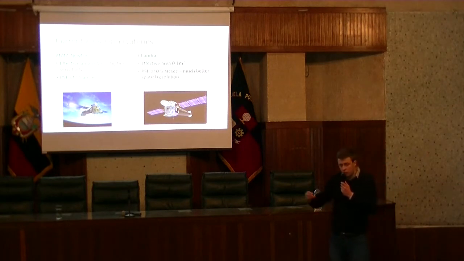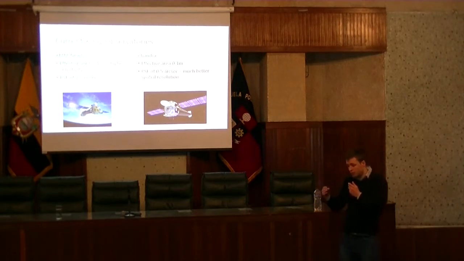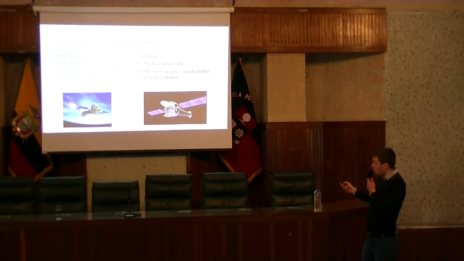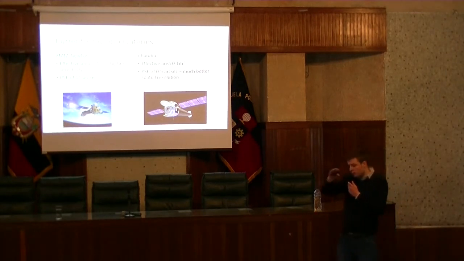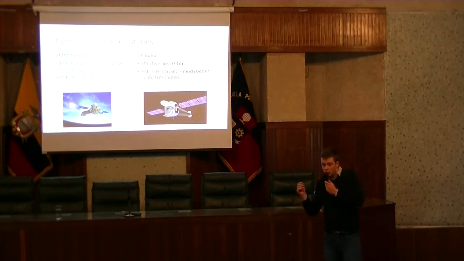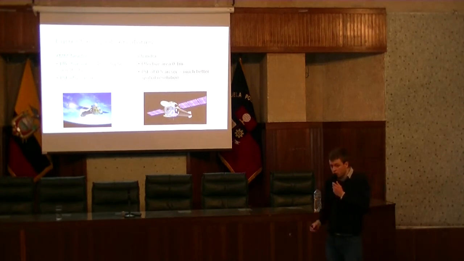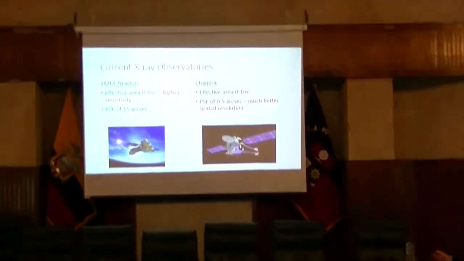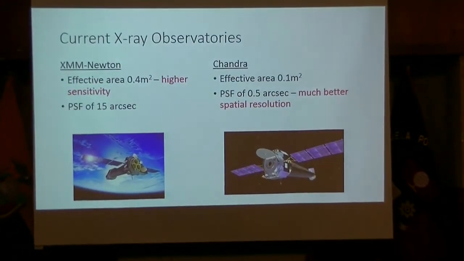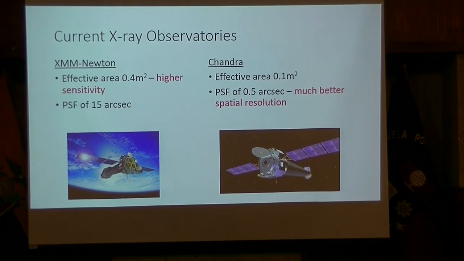For example, if we are looking at a close galaxy, for example, Cygnus A, the closest powerful radio galaxy, we could use Chandra, because within the galaxy, given the small point spread function of 0.5 arc seconds, we will be able to see detail within the image of this galaxy that we could not see with XMM with the much higher point spread function. So these two observatories are very complementary to each other.